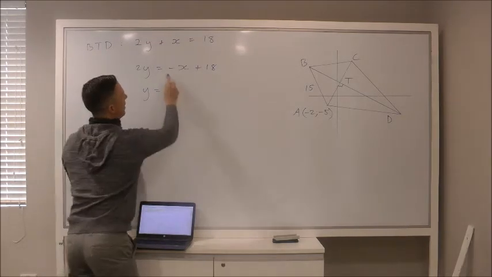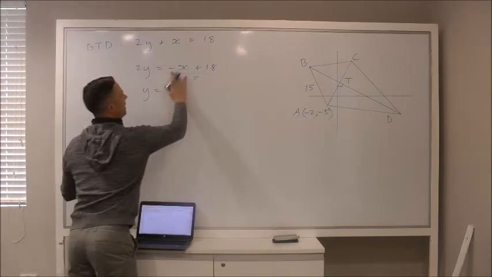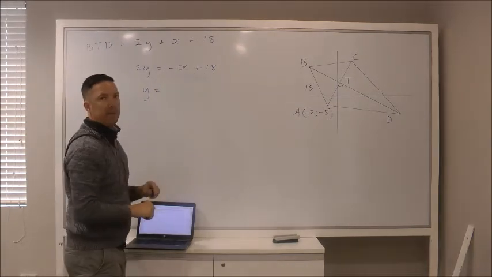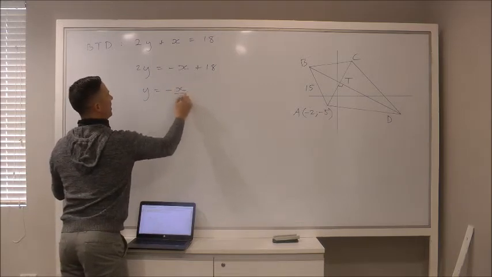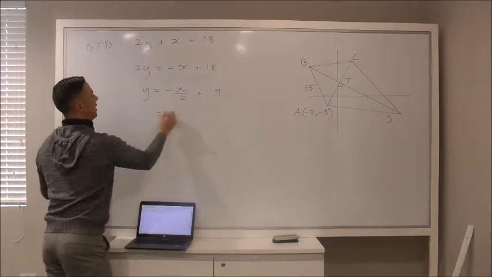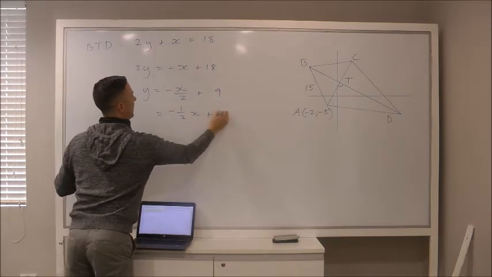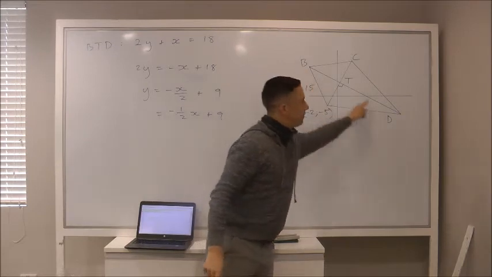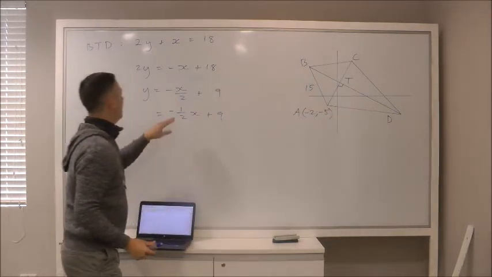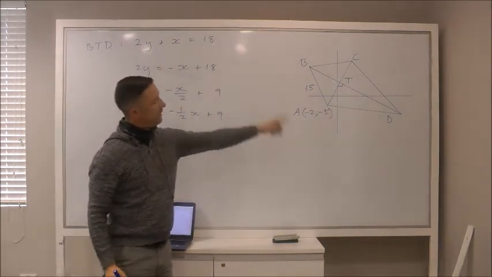Now, you could just throw a line and say divided by 2. The thing is that I want to make sure that I have a gradient and a constant. So I'm going to divide everything by 2 individually, right? Which makes this negative a half x plus 9. Right, am I happy that this is a negative gradient? Yes, because it's going downhill. Right, so this then is the gradient of BD.